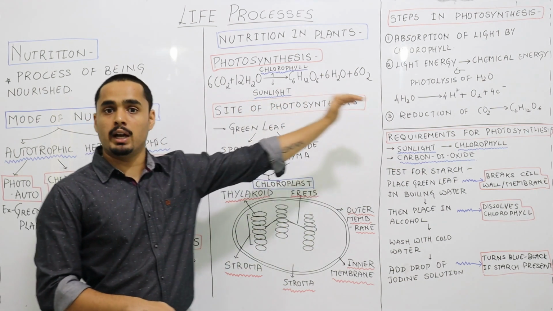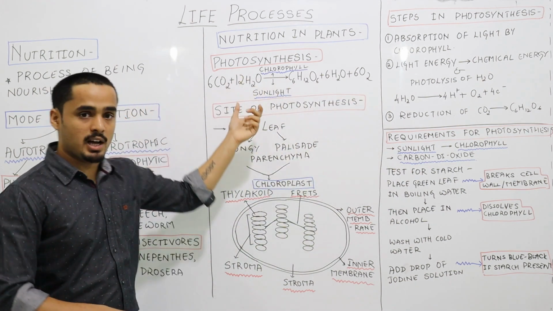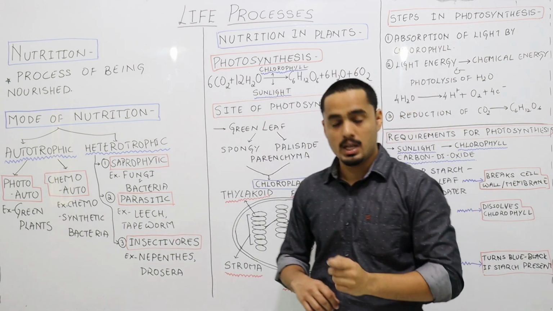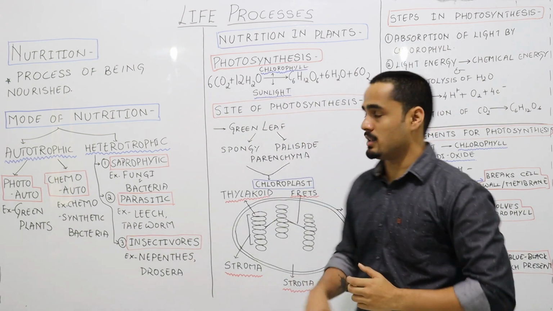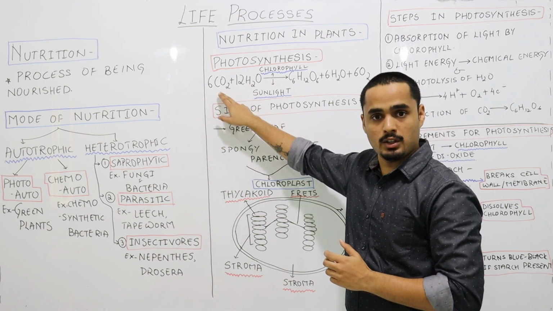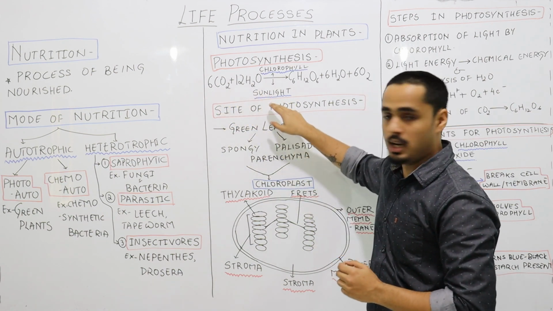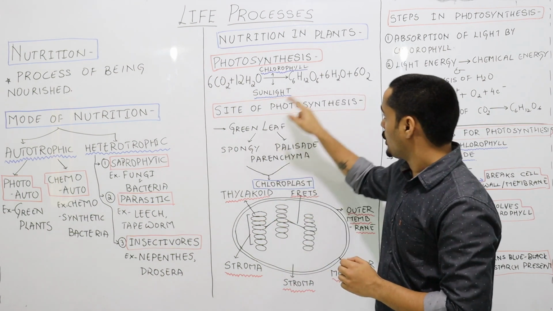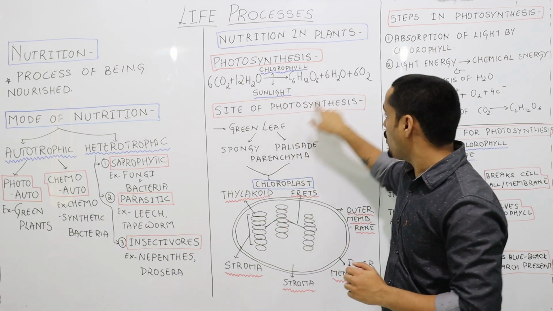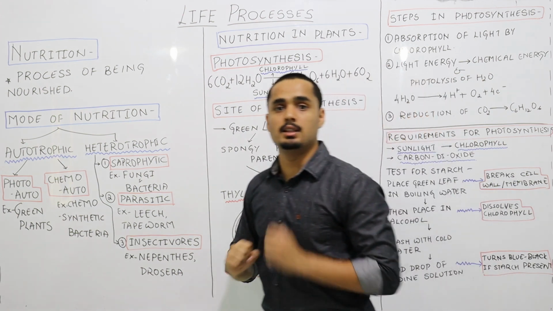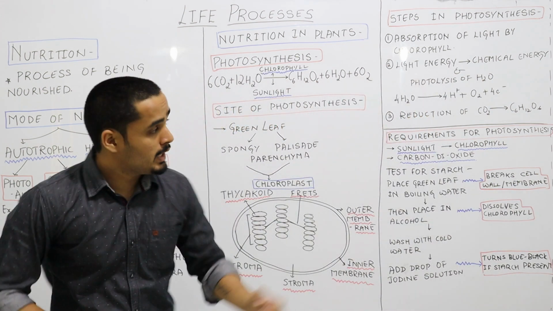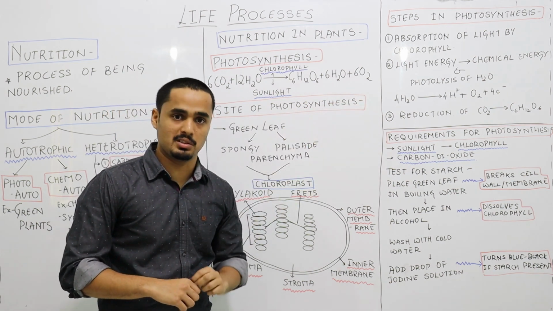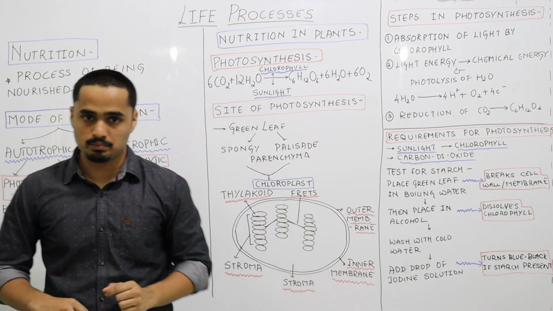So how do I define it now? Photosynthesis is a physiochemical process by which green plants utilize carbon dioxide in the presence of sunlight absorbed by the chlorophyll to manufacture glucose, giving out water and oxygen as the byproduct. So if you can understand the equation, the definition of photosynthesis is self-explanatory.